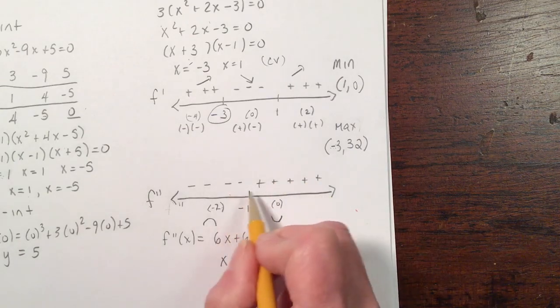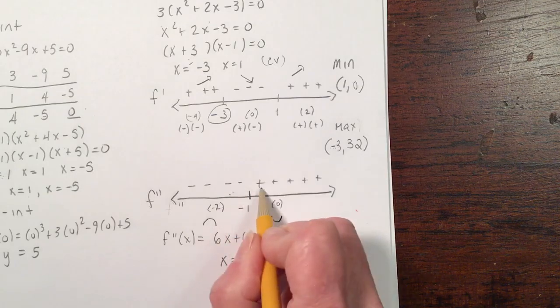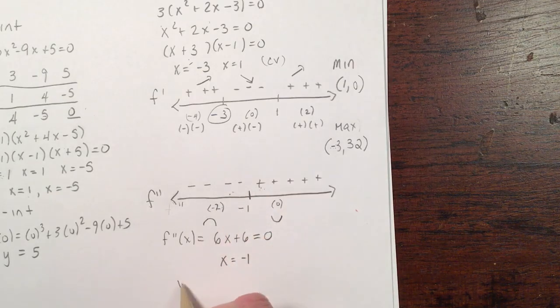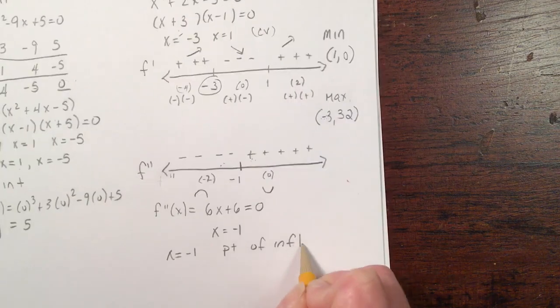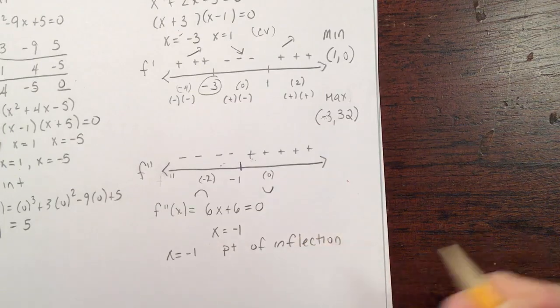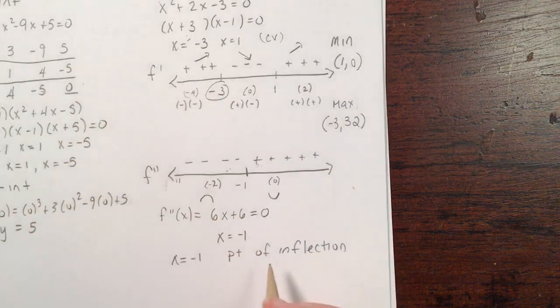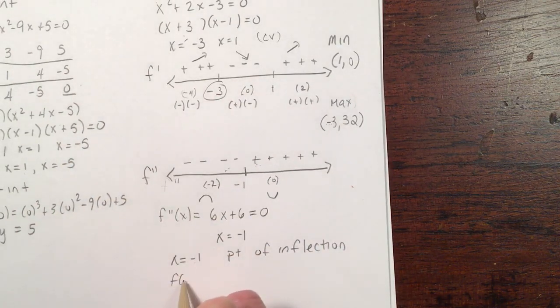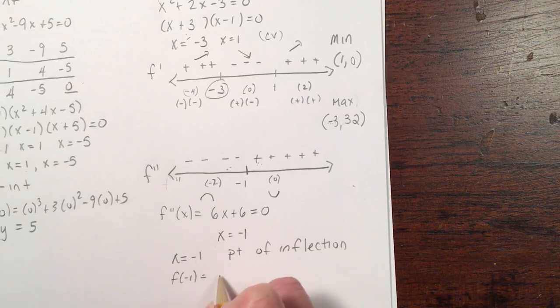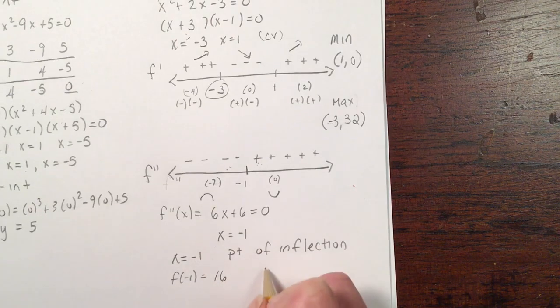And since my curve changes concavity, this means that at x equals negative 1, I'm going to have a point of inflection. Now to find that point of inflection, we're going to plug negative 1, once again, into our original function, and we should get 16. So my point of inflection is at negative 1, 16.